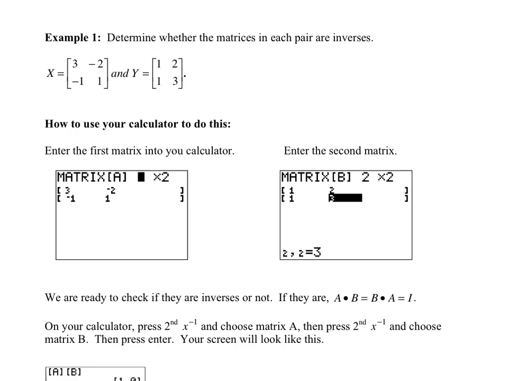From here on out, you're going to need your calculator to do all the problems, so please, if you don't have it on you, go get it right now. All right, so we're going to determine whether these matrices are inverses. We're given two matrices, they're both 2 by 2 matrices. We're going to enter each one separately into our calculator. So again, enter matrix A, which is X, and then enter matrix B, which is Y.